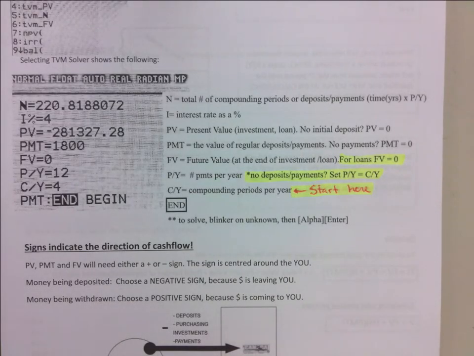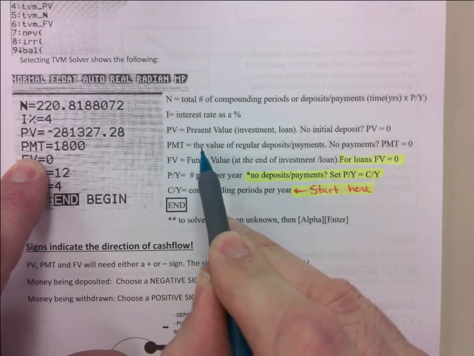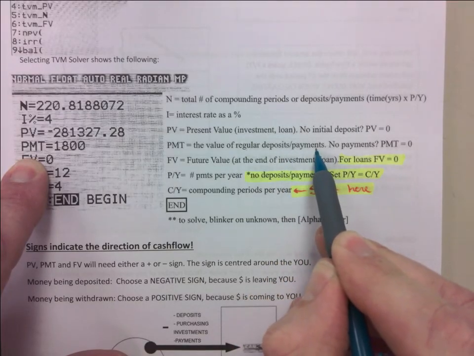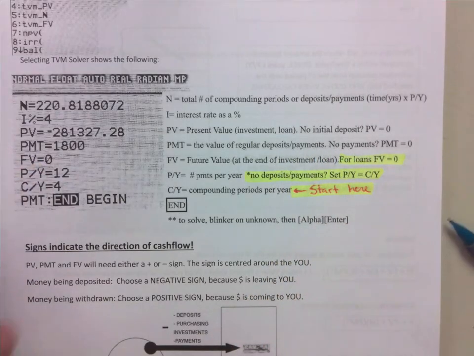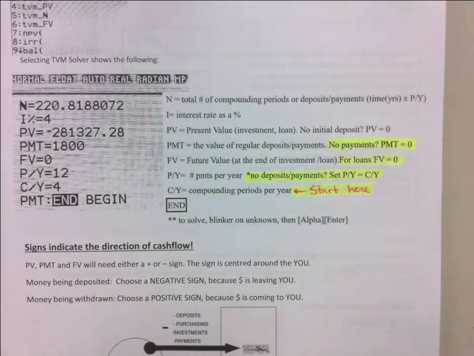Would that make sense? Yeah. If you owe money, don't you want the future value to be 0 when you're done? Okay, so keep that in mind. PMT, what does PMT stand for? The value of the regular deposit or payment. If there are no payments, what are you going to set PMT to? 0. Does that make sense? I hope so.